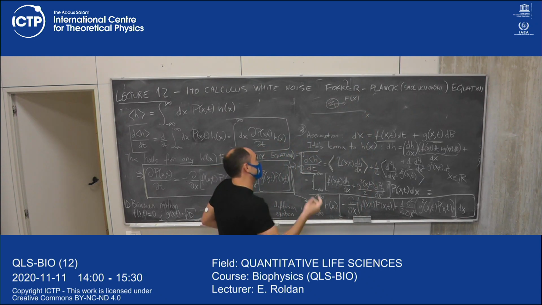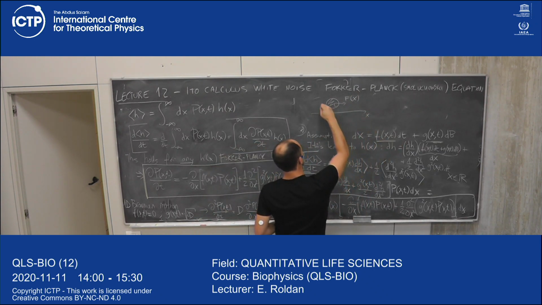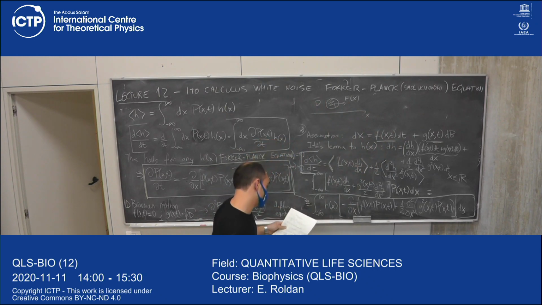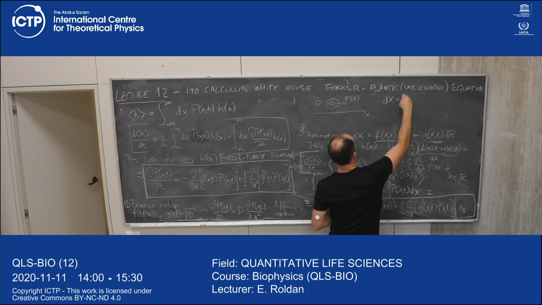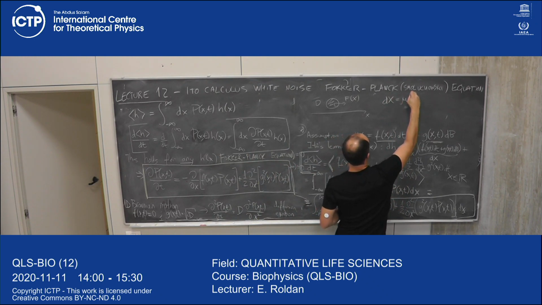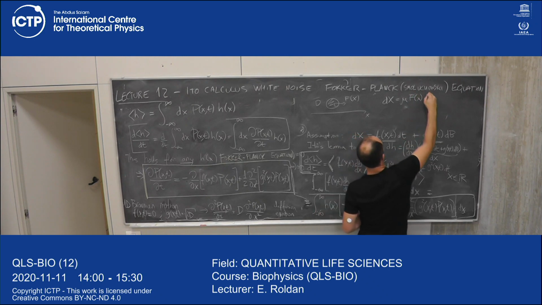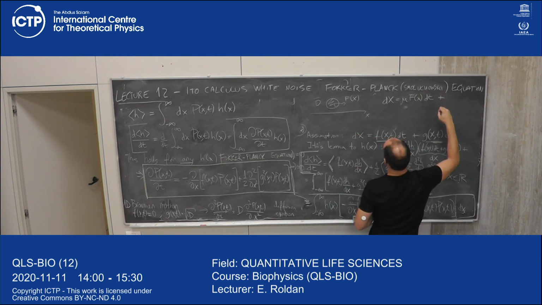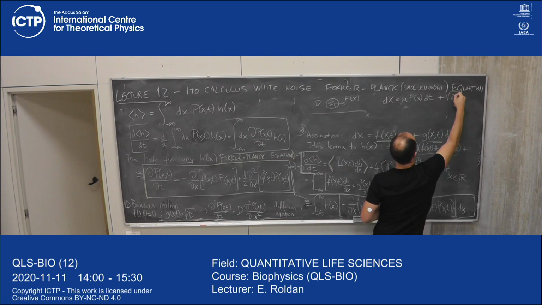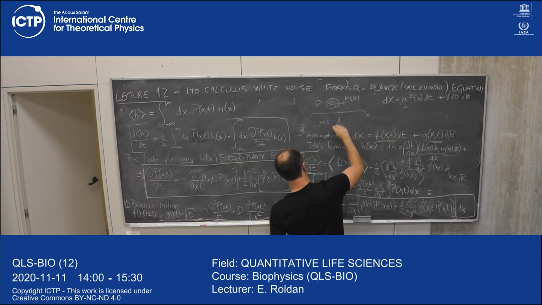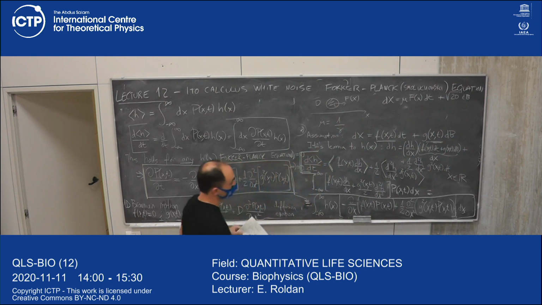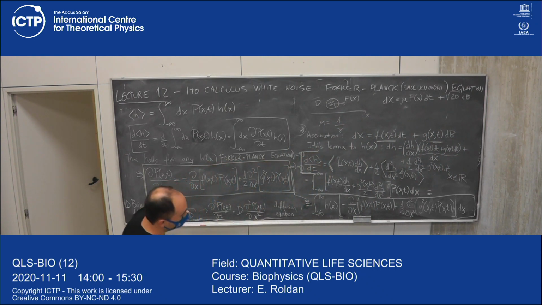And the particle has diffusivity D. So in this example, you write something like this: dx is mu F(x) dt plus square root of 2D dB. Mu is 1 over gamma, the friction coefficient. So this is a very small variation with respect to Brownian motion. But now we have a force field.